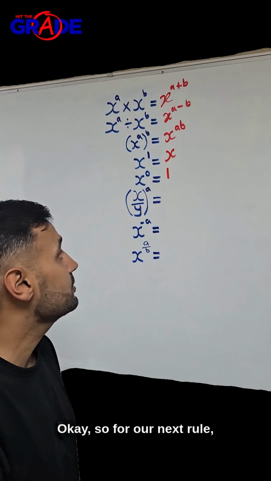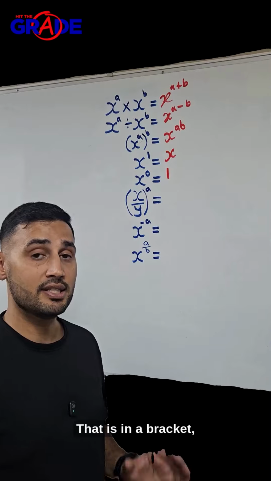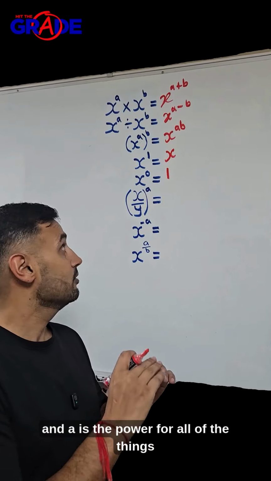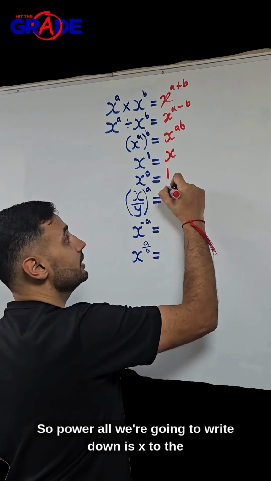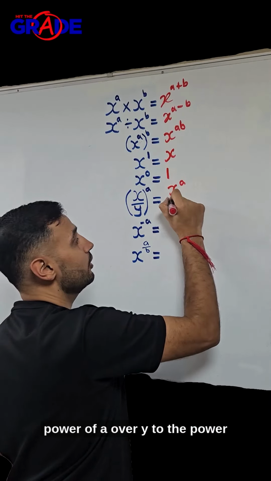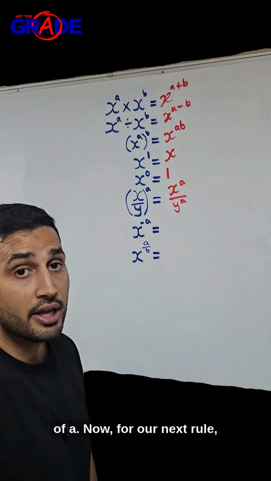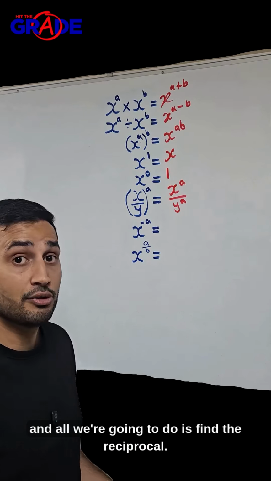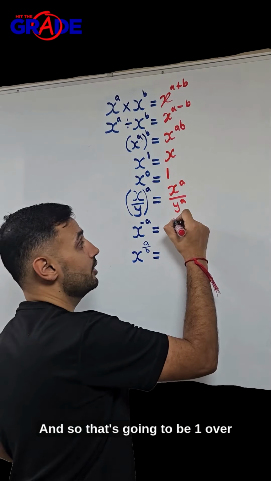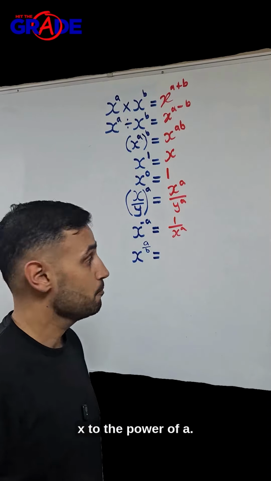Okay, so for our next rule, we have x over y to the power of a. That is in a bracket, and a is the power for all of the things inside that bracket. So all we're going to write down is x to the power of a over y to the power of a. Now for our next rule, we have a negative power, and all we're going to do is find the reciprocal. And so that's going to be 1 over x to the power of a.